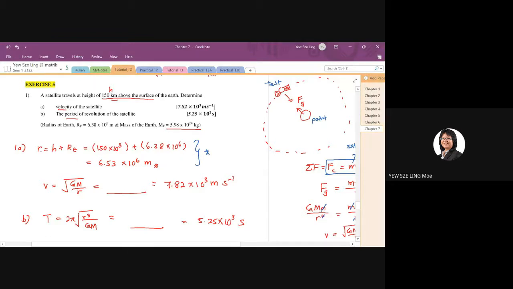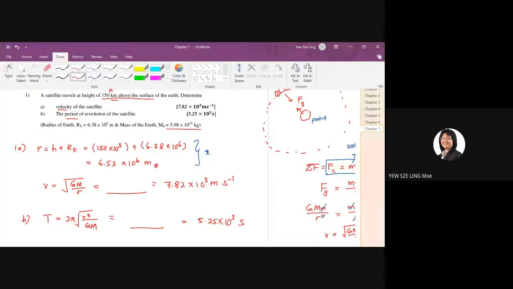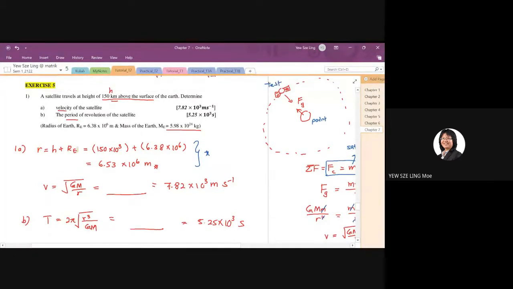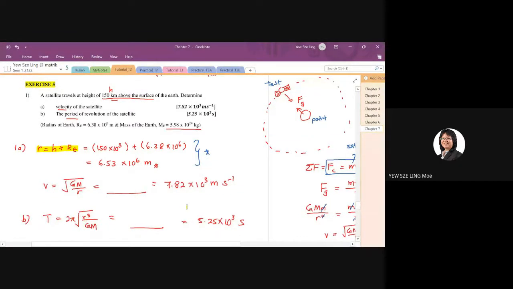As you can see here, in question A you need to use R that is equal to H plus RE. Question B also needs the same R. So if you got it wrong in question A, basically there's no chance for you to get the correct answer in question B, and I don't even have to mark your question B. Straight away, I can give you 0 marks. So be extra careful with the R.